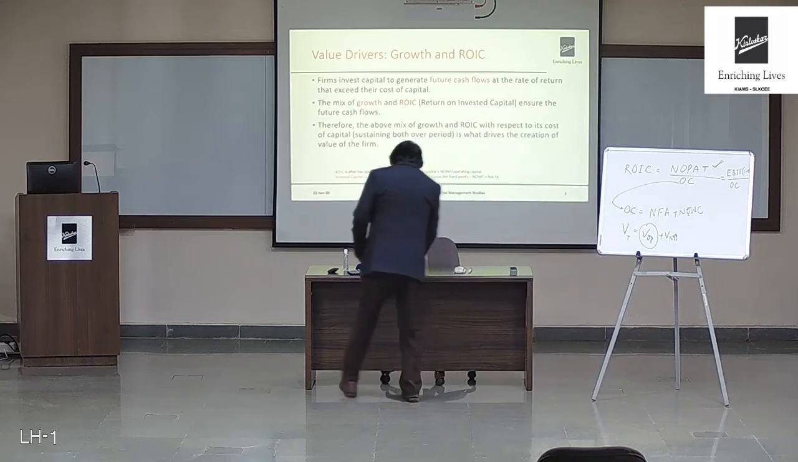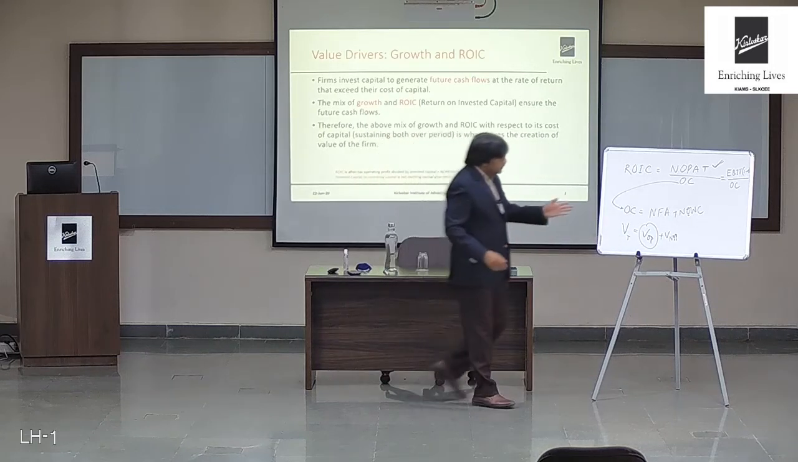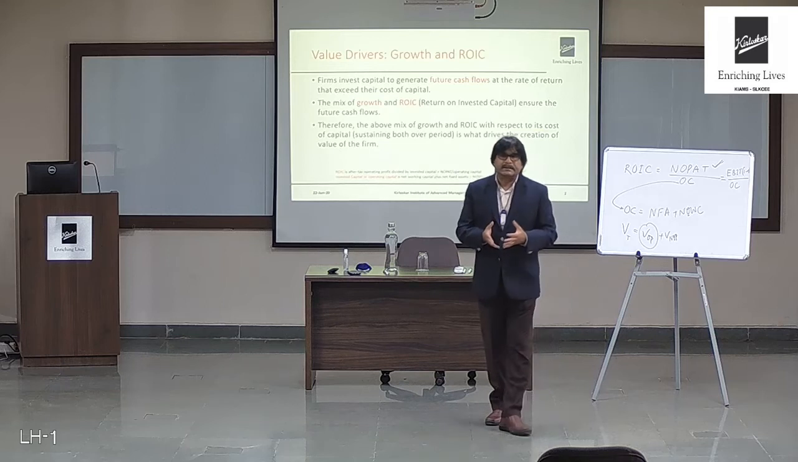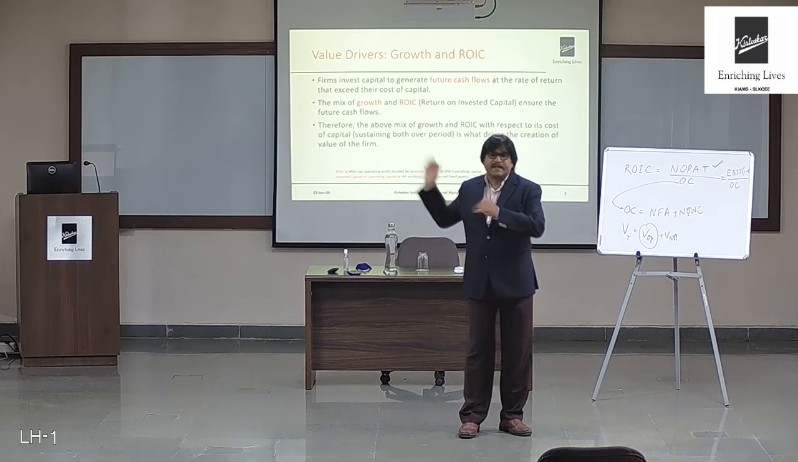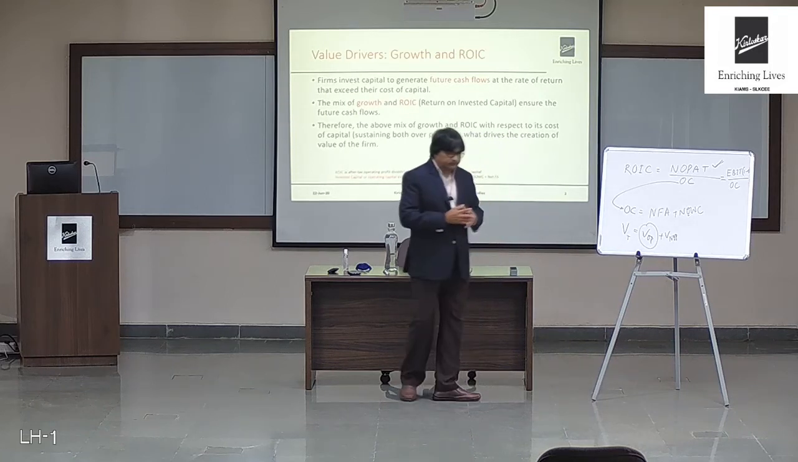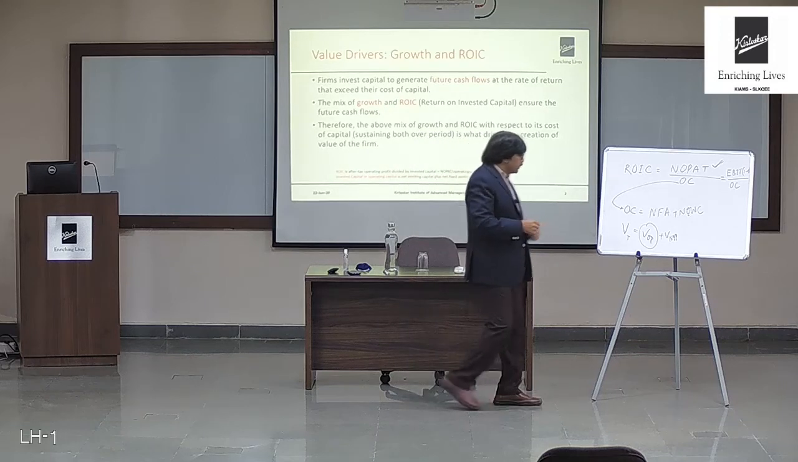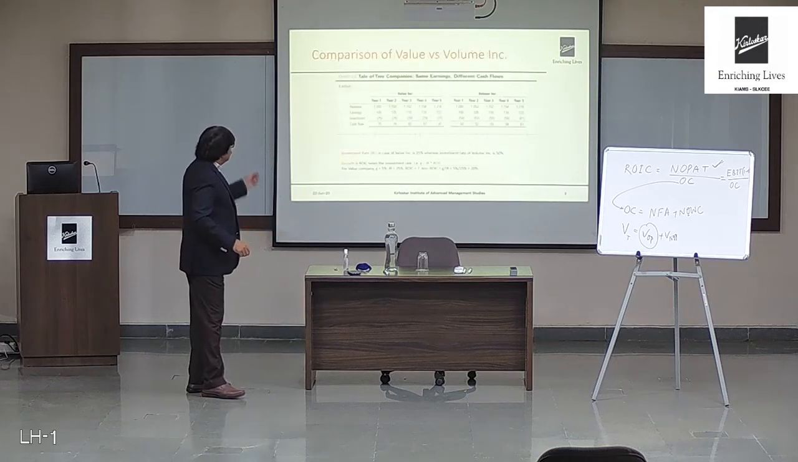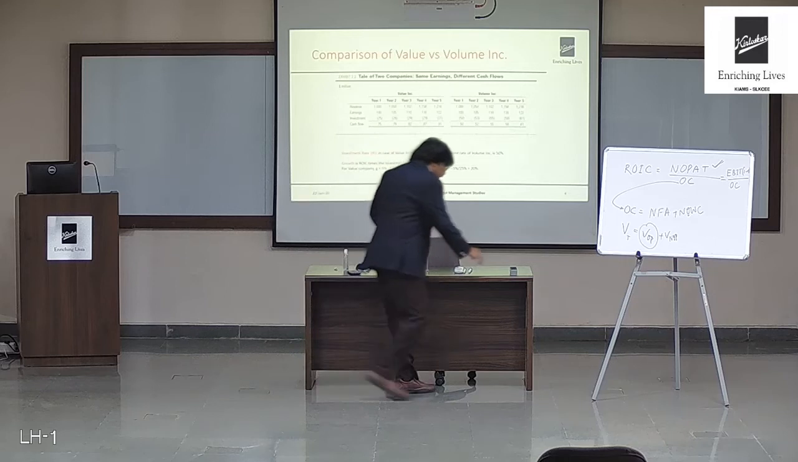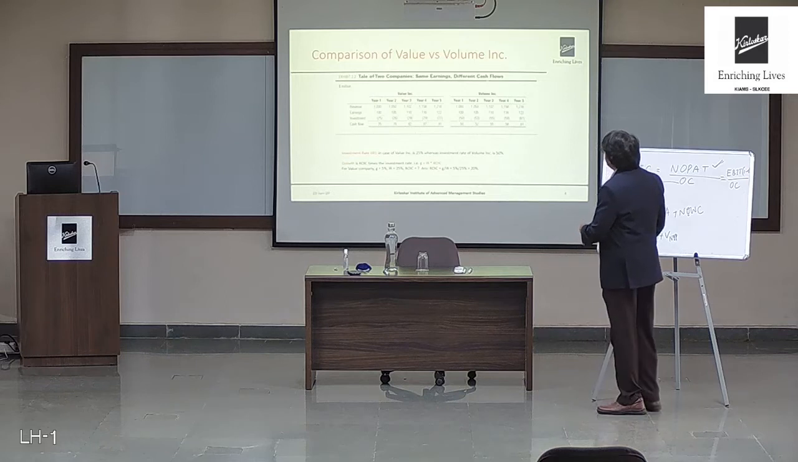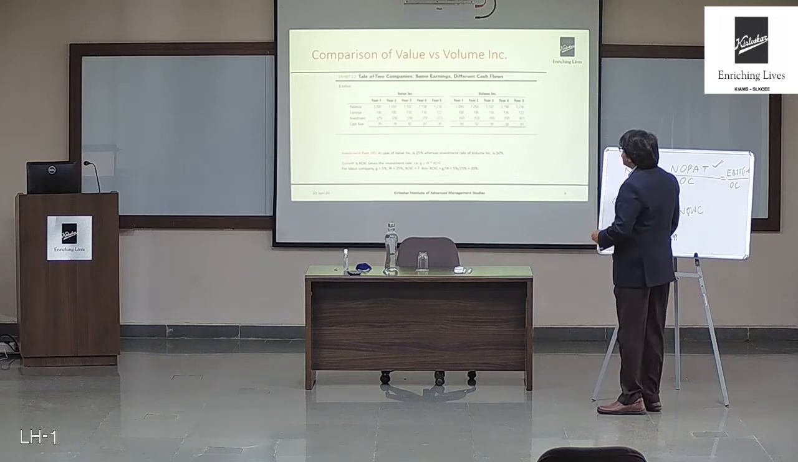Now having said that, we need to look at how this actual equation can be looked into to see how these factors are derived. The factors we are talking about are ROIC and growth. Now we are going to look at that, but with an example on some firms. Suppose there are two companies. Company 1 is the value company and company 2 is the volume company. And these two companies have the same earnings but different cash flows.